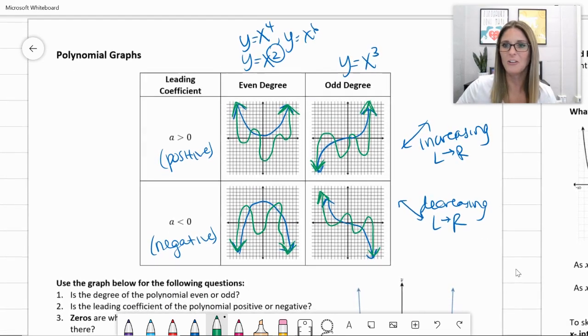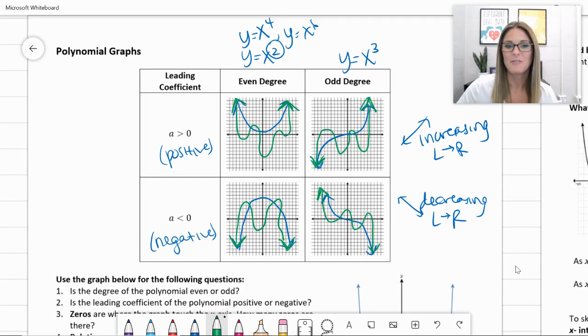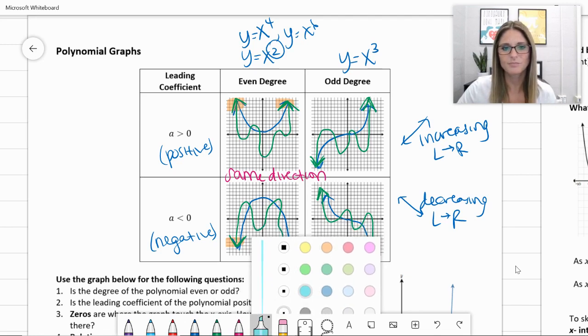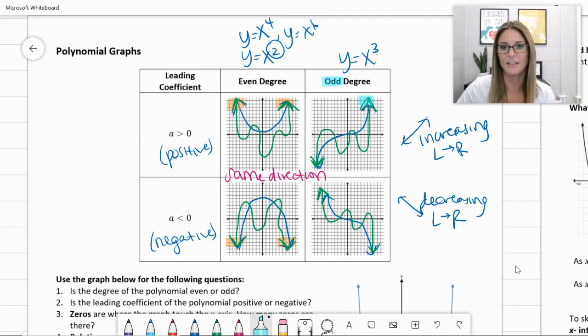That's the general information that you need to know. We focused on the arrows. If it's even, both arrows go the same direction. Let me change my highlighter color here. Let's do blue. If it's an odd degree, the arrows went different directions.